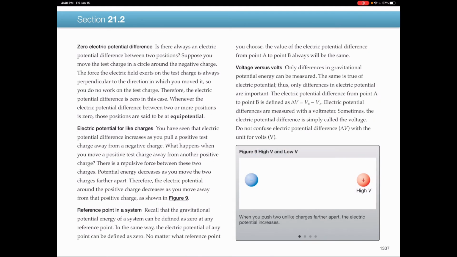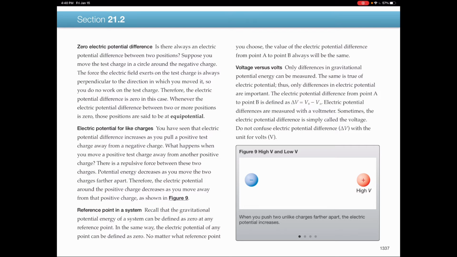If the two charges have the same charge, then they have a repulsive force in between them. If we were to move them away from each other, then that would be doing negative work. The energy would go down. We'd have a drop in the voltage.